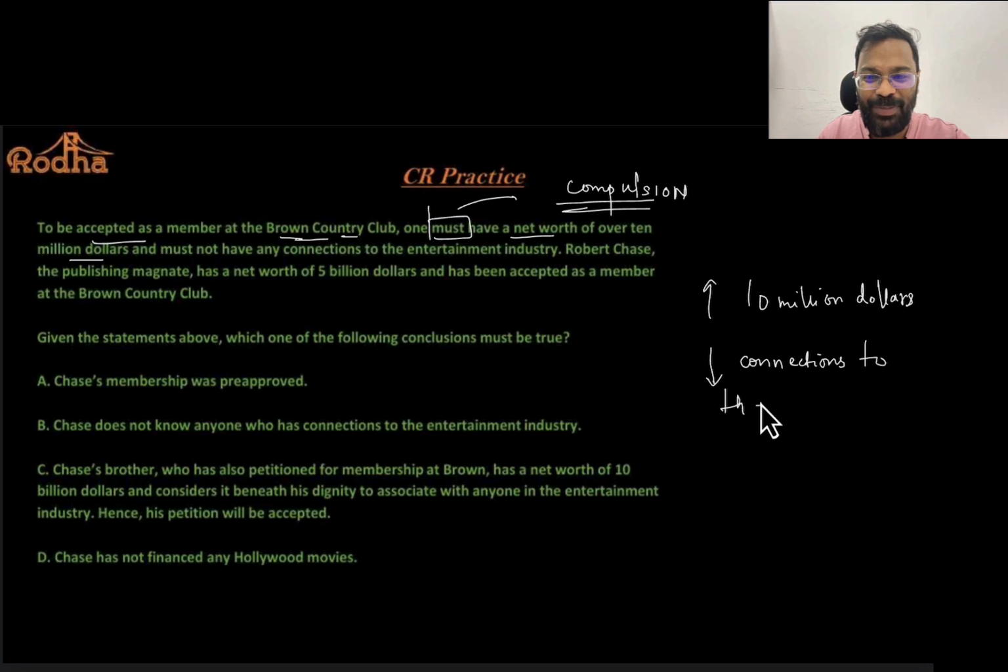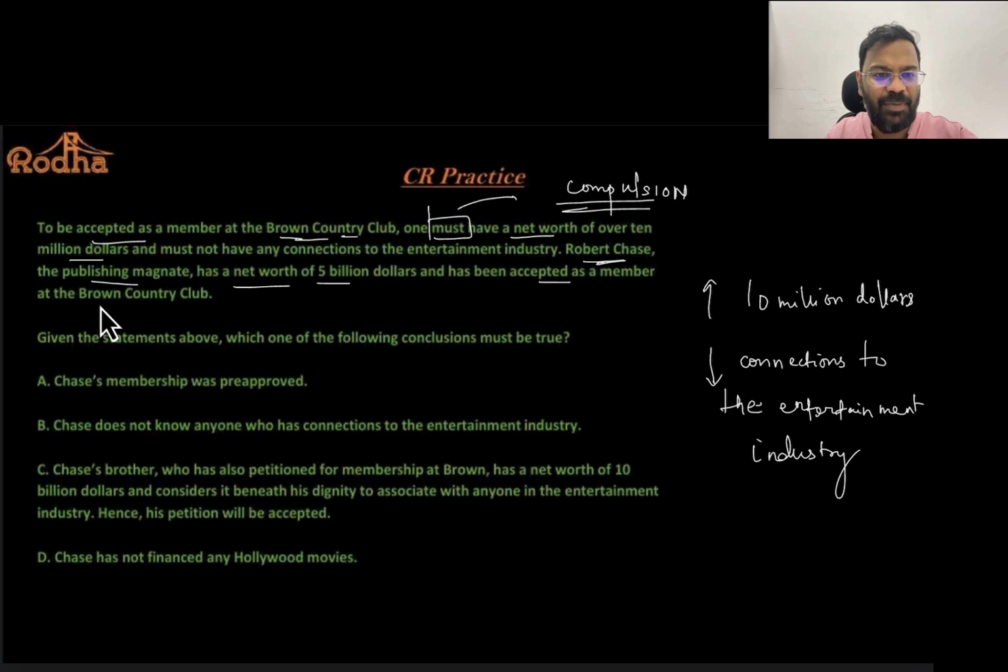Connections to the entertainment industry should not be there. Robert Chase, one specific example, the publishing magnate, is someone who's ultra rich, has a net worth of $5 billion and has been accepted as a member at the Brown Country Club. It says million. That's the first mistake I made when I was doing this question.